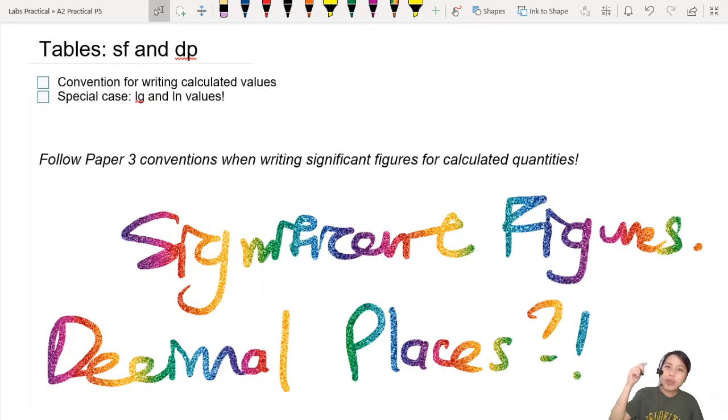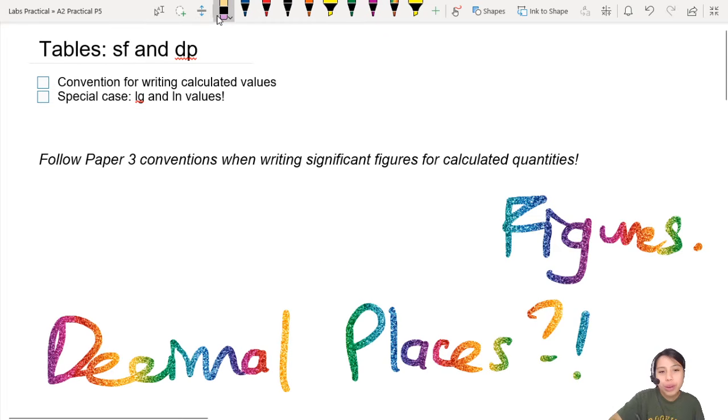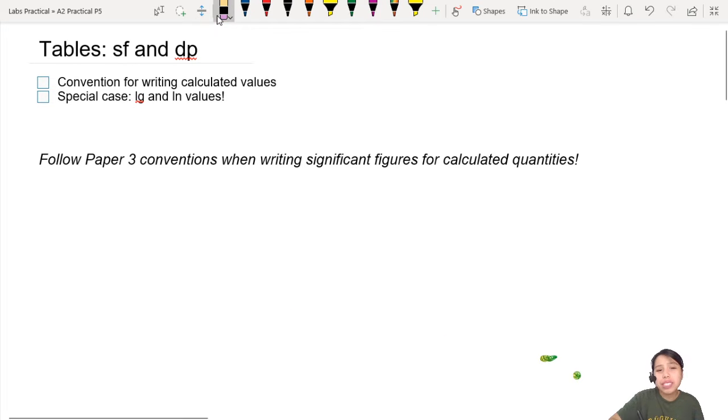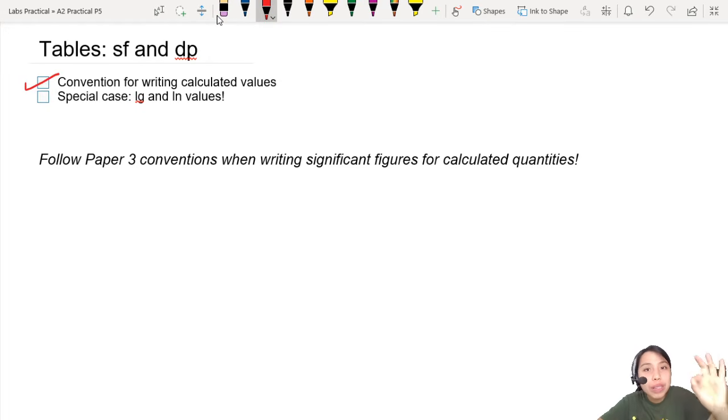In this video, we are going to look at SF and DP, also known as significant figures and decimal places. Okay, so if you are doing paper 3, you need to know at least some conventions about significant figures and decimal places. So that's what we're going to look at. Two things today: conventions for most of them and a very special case. So stay tuned or hop to the end if you want to know about the special case coming up.